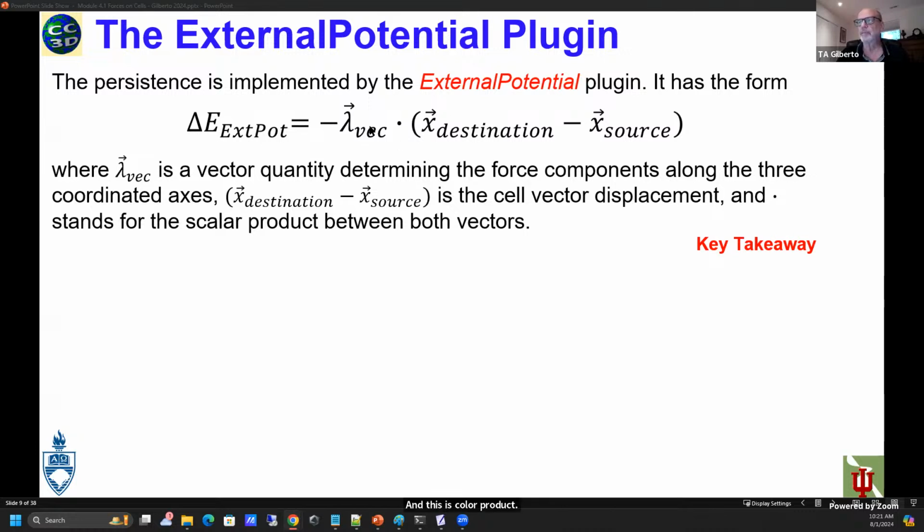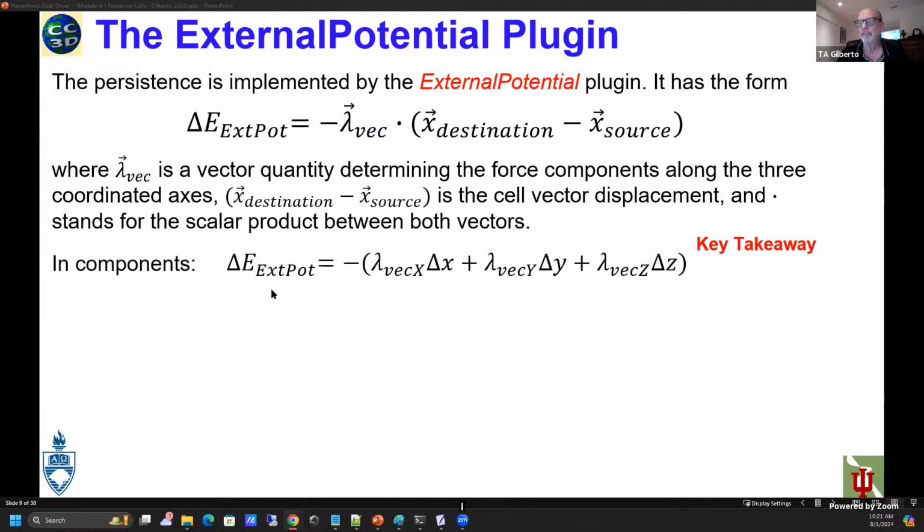Opening this expression here, we have this kind of expression. The external potential has three terms, one term in each direction of your cell movement: delta x, delta y, and delta z if you are dealing with a 3D simulation. And you have to know the components of the lambda vector in each direction.